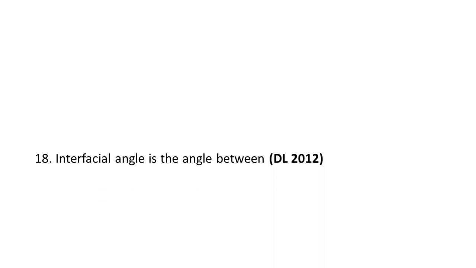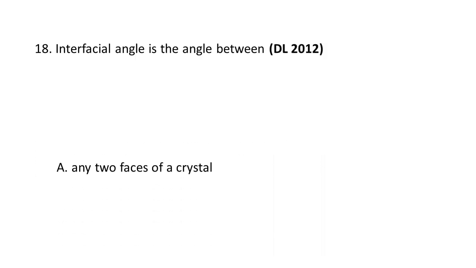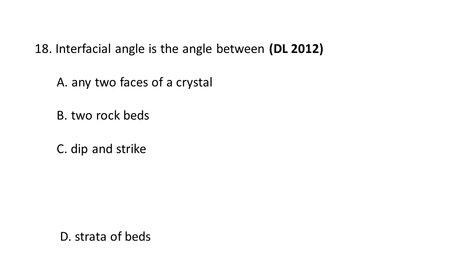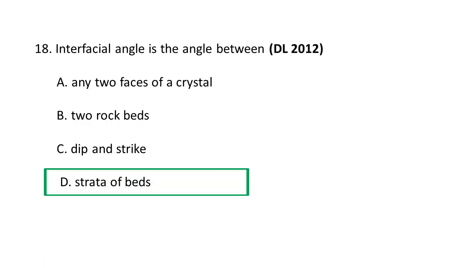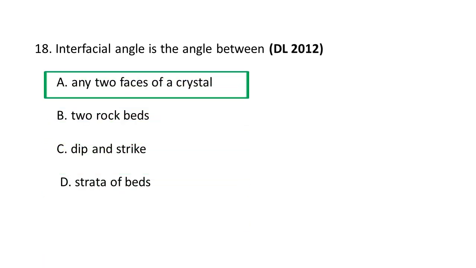Next question. Interfacial angle is the angle between A. any two faces of a crystal, B. two rock beds, C. dip and strike, D. and strata of the beds. So interfacial angle is the angle between any two faces of a crystal. A is the correct option.